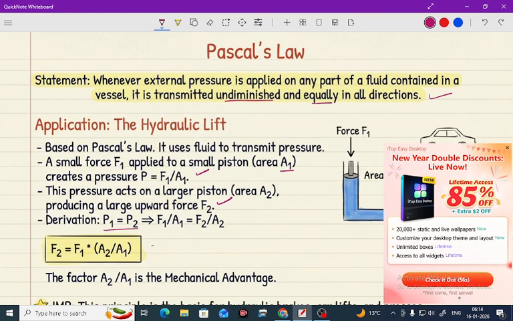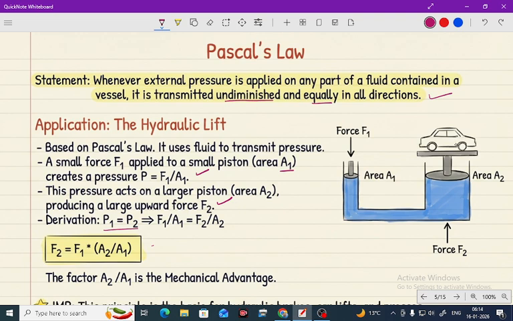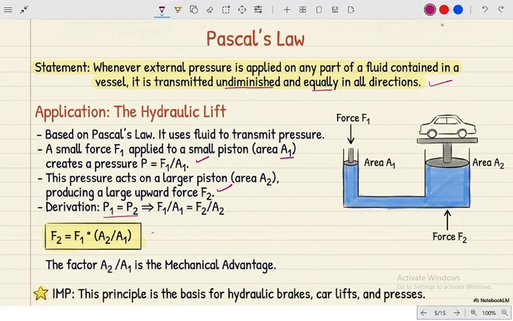So the factor A2 by A1 is called the mechanical advantage. This principle is the basis for hydraulic brakes, car lifts and hydraulic presses. These are the important things you should know. These are the applications of Pascal's law, that is hydraulic brakes, car lifts and hydraulic presses. And it is also used in cranes. So these are the various important things to know about this.